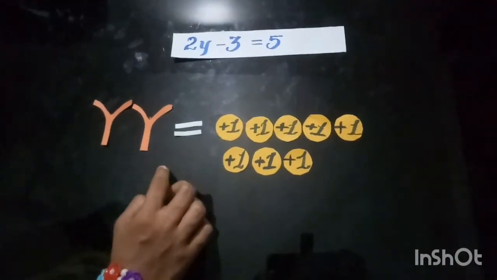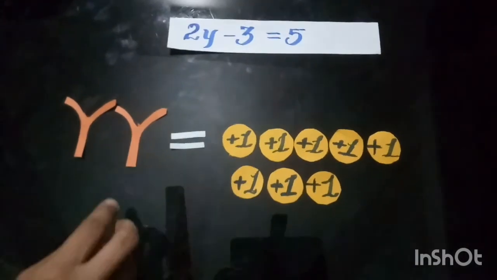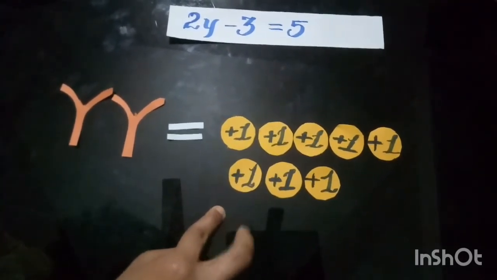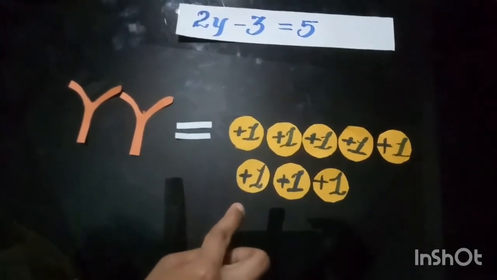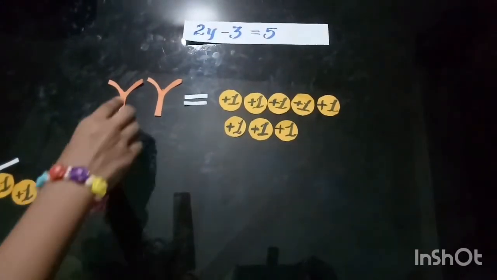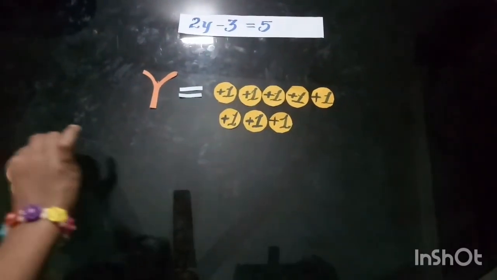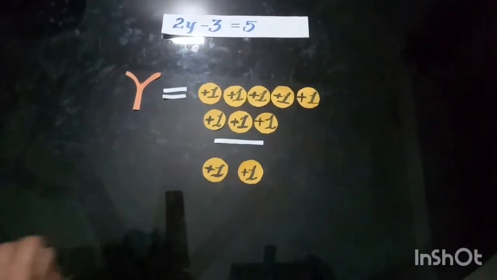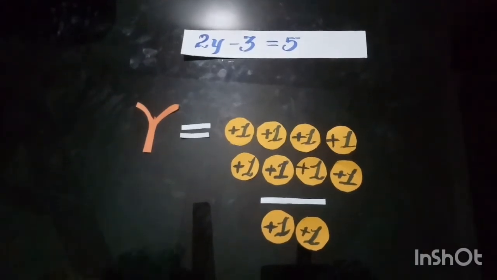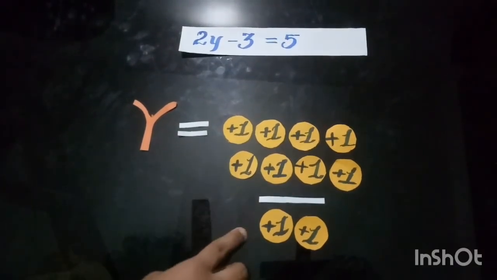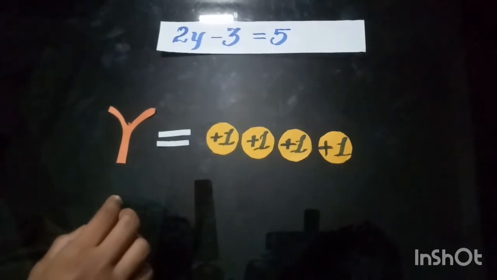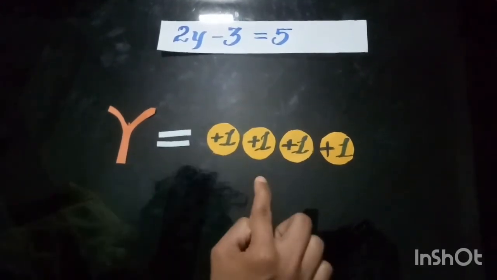But how to solve this equation? Okay, if 2y is equal to 8, then y is equal to 8 by 2. I am taking this y back and dividing 8 by 2. We know that 8 by 2 is 4. So now the solution is y is equal to 4.